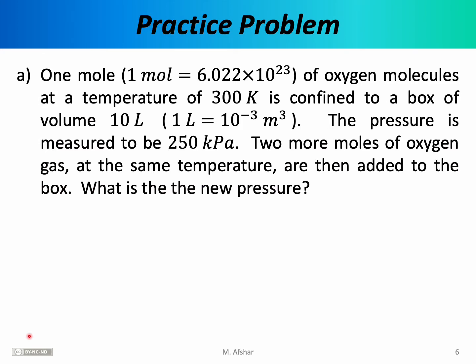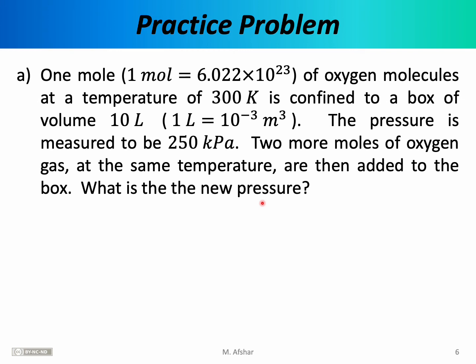To better understand the conceptual model I just presented to you, let's do a couple of practice problems. 1 mole of oxygen molecules at a temperature of 300 Kelvin is confined to a box of volume 10 liters. The pressure is measured to be 250 kilopascals. 2 more moles of oxygen gas at the same temperature are then added to the box. What is the new pressure?